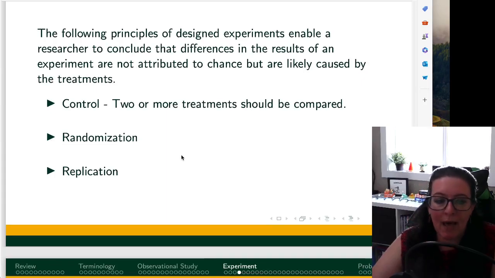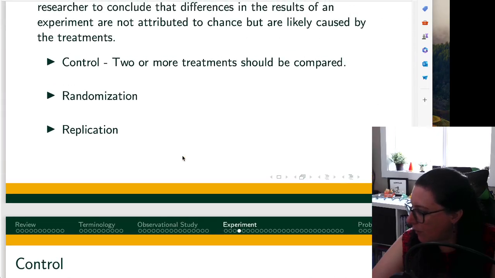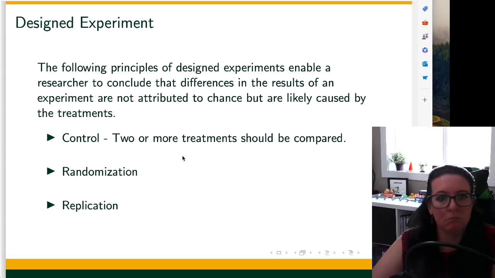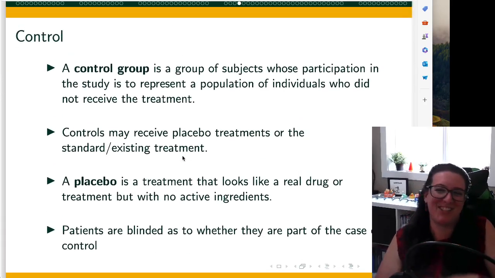We need to look at randomization. So where did I go? Oh, I'm getting ahead of myself. Maybe. All right, so control group. Should just give up on the slides and just explain.